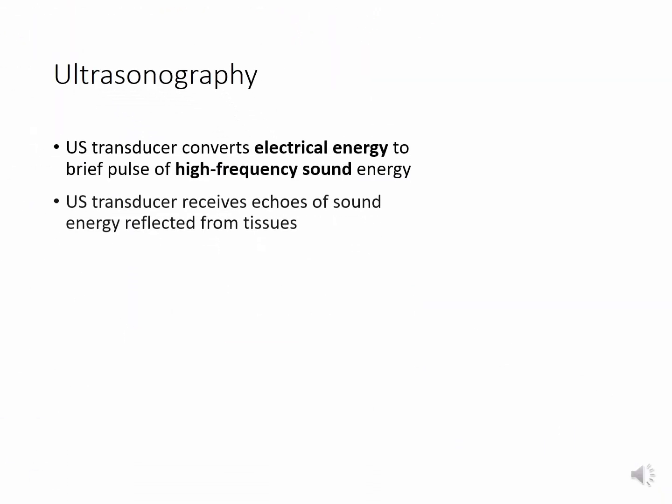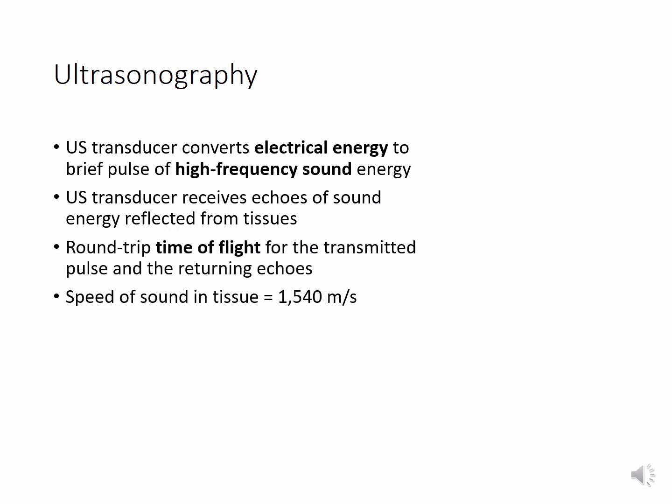So, ultrasound imaging is performed using the pulsed echo technique, wherein the ultrasound transducer converts electrical energy to a brief pulse of high frequency sound energy that is transmitted into patient tissues. The ultrasound transducer then becomes a receiver, detecting echoes of sound energy reflected from tissue. The depth of any particular echo is determined by measuring the round trip time of the transmitted pulse and the returning echo, and by calculating the depth of the reflecting tissue interface by assuming an average speed of sound in tissues of 1,540 meters per second.